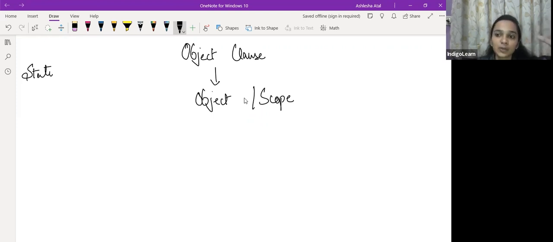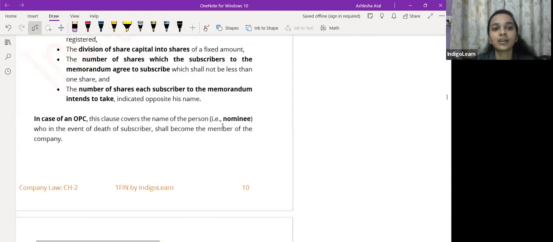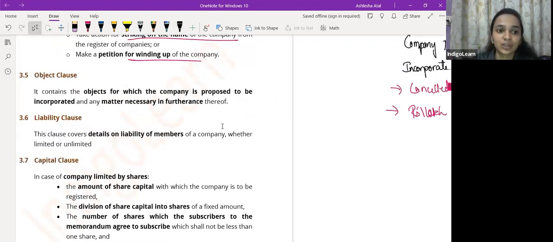सो जो ऑब्जेक्ट क्लॉज होता है वो क्लियरली स्पेसिफाई करता है व्हाट इज द स्कोप ऑफ द कंपनी, व्हाट आर द डिफरेंट ऑब्जेक्टिव्स विद व्हिच द कंपनी हैज बीन इनकॉर्पोरेटेड, व्हाट इज द पर्पस. सो ये सारी चीजें ऑब्जेक्ट क्लॉज ऑफ द मेमोरेंडम में स्टेट किया जाता है. And the company cannot act beyond what has been stated in the object clause. So it contains the object for which the company is proposed to be incorporated and matter necessary in furtherance thereof.